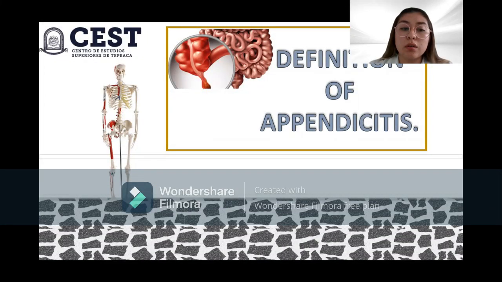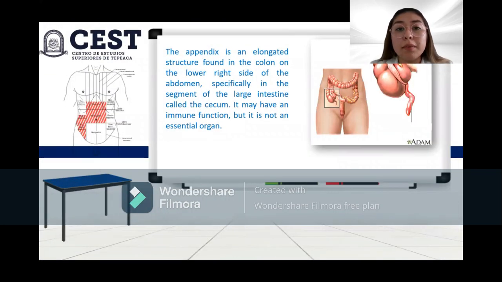I am going to talk to you about the definition of appendicitis. The appendix is an elongated structure found in the colon on the lower right side of the abdomen, specifically in the segment of the large intestine called the cecum. It might have an immune function but is not an essential organ.